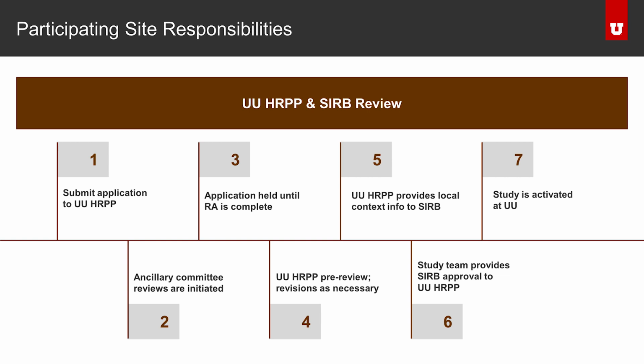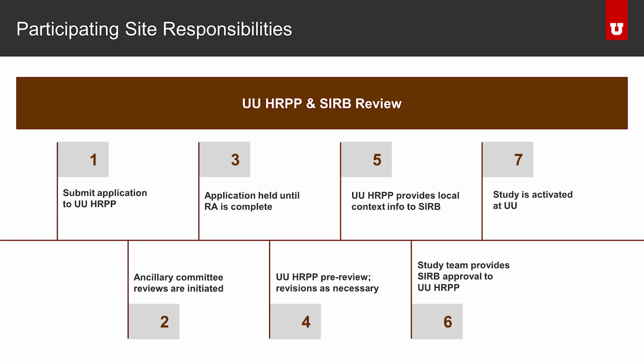In step 2, the applicable ancillary committees will complete their review of the study in the usual order dictated by ERICA. In steps 3 through 5, the application will enter the University of Utah's IRB inbox, where the additional HRPP requirements will be verified. If the Reliance agreement with the single IRB is not yet complete, the HRPP review will be held, as the terms of the Reliance agreement help to determine what the HRPP needs to verify. The IRB staff complete the HRPP review.